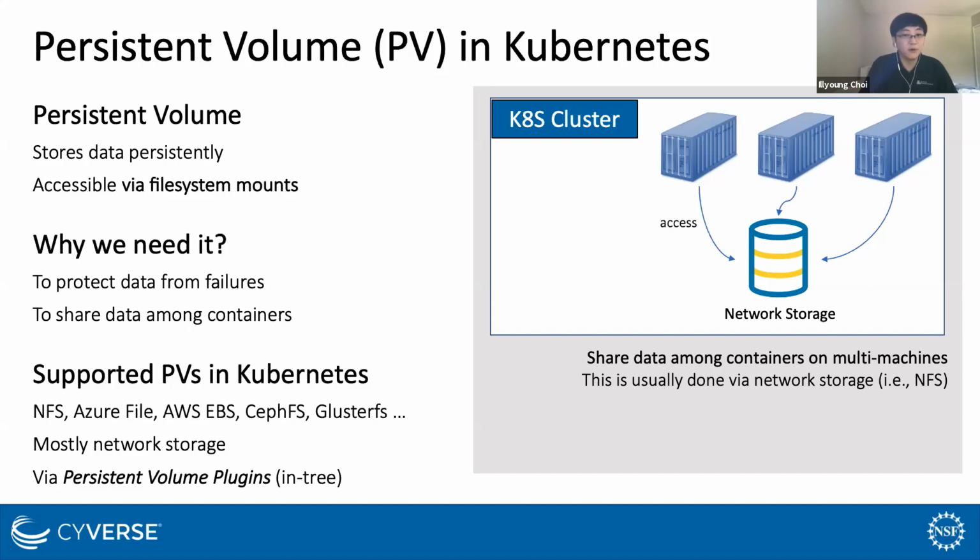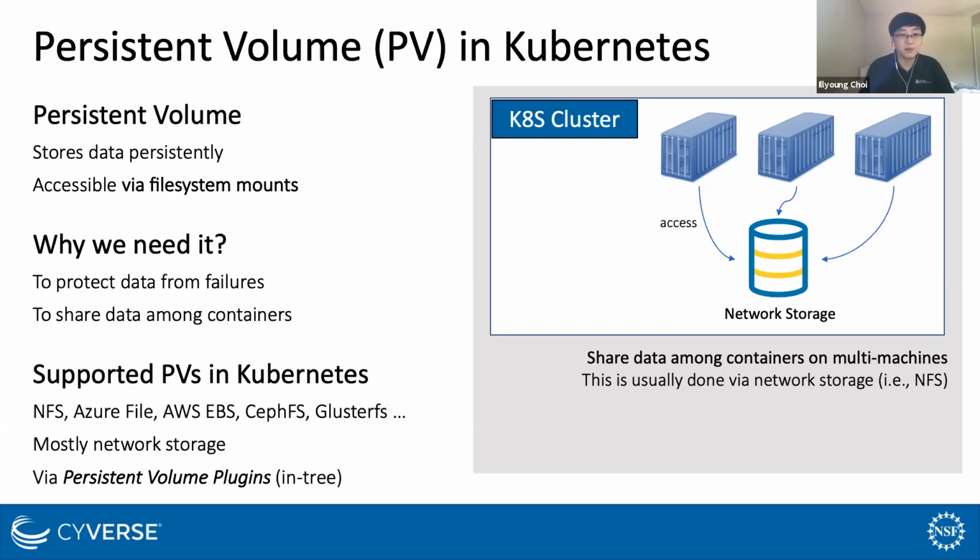We use persistent volume in Kubernetes for two reasons. The first reason is to protect data from failures. At host failures, data stored in container's private storage or host system storage will be lost. On the other hand, persistent volume keeps data safely even in the failures. Second, a persistent volume is used to share data between containers. This is useful in a workflow that consists of many containers cooperating with each other.